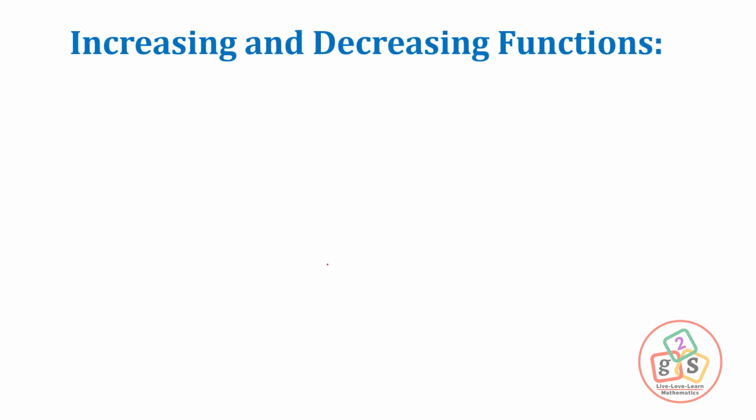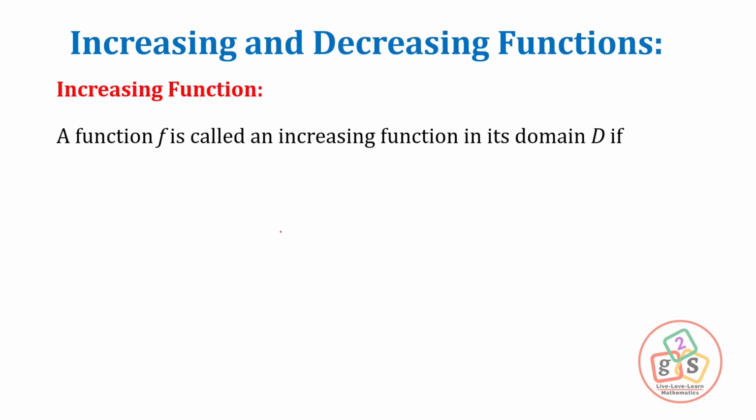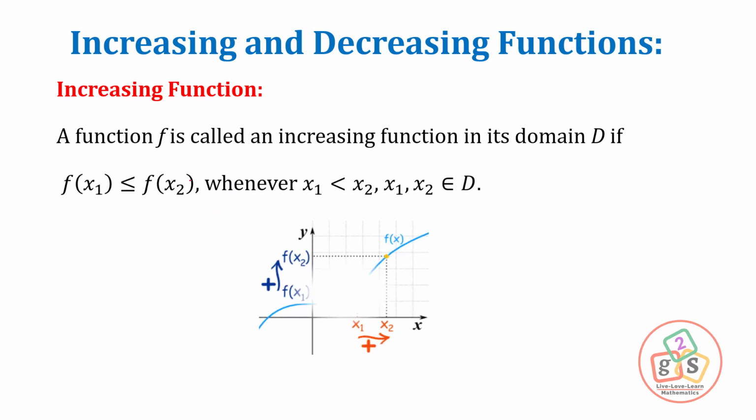Now we see increasing and decreasing functions. So what is increasing and what is decreasing? First we see what is an increasing function. A function f is called an increasing function in its domain D if f of x1 is less than or equal to f of x2 whenever x1 is less than x2, and x1, x2 belong to D.